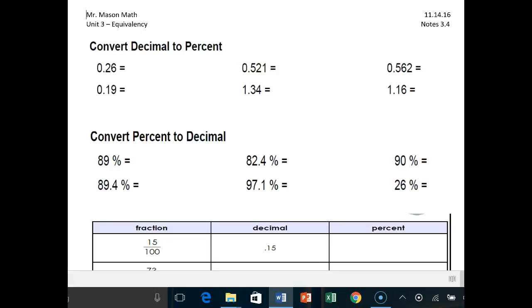So today we're going to go ahead and do notes 3.4, which is working on equivalency and basically every single conversion. So the first section should be pretty easy. We want to convert decimals to percent. So what do we want to do with that?